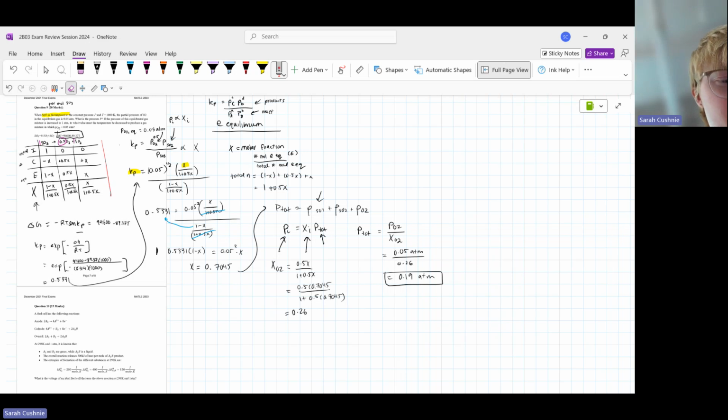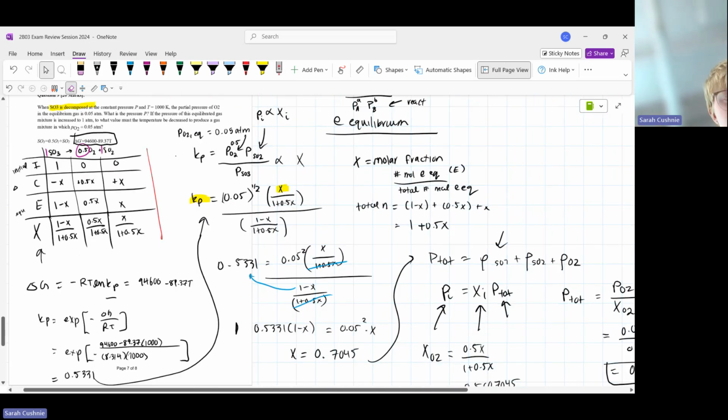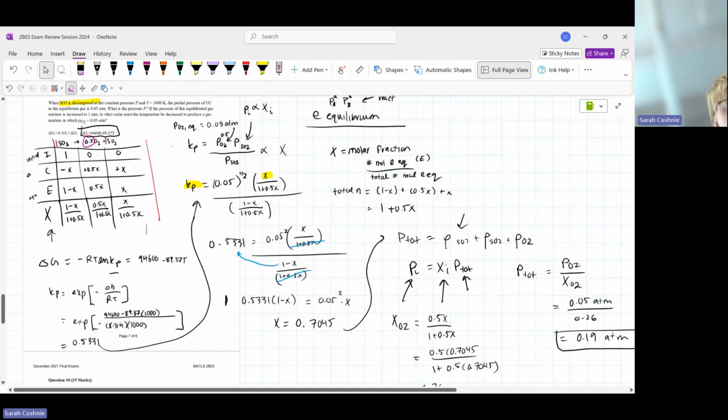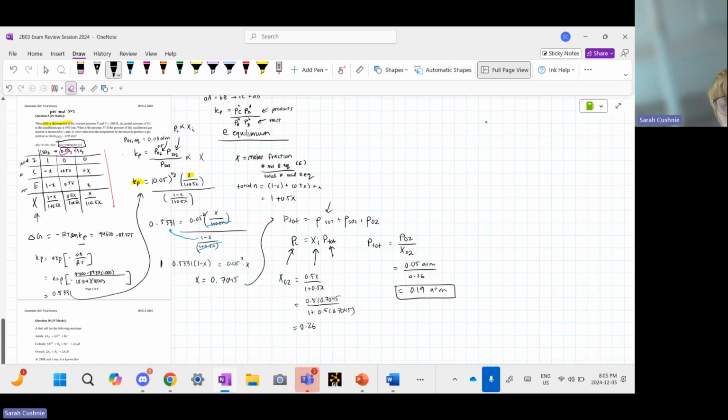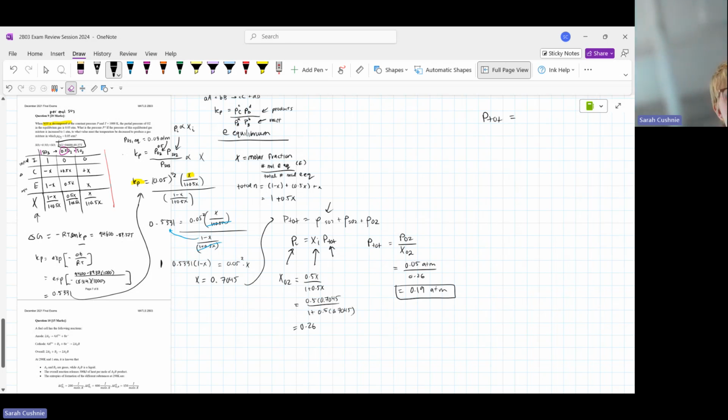Next, it said if the pressure of the equilibrium gas is increased to 1 atmosphere, what value should the temperature be decreased to produce a gas with a given partial pressure? So I'm just going to put this on the side. Now we know P total is equal to 1 atmosphere, but we still want to keep PO2 equal to 0.05 atmospheres.